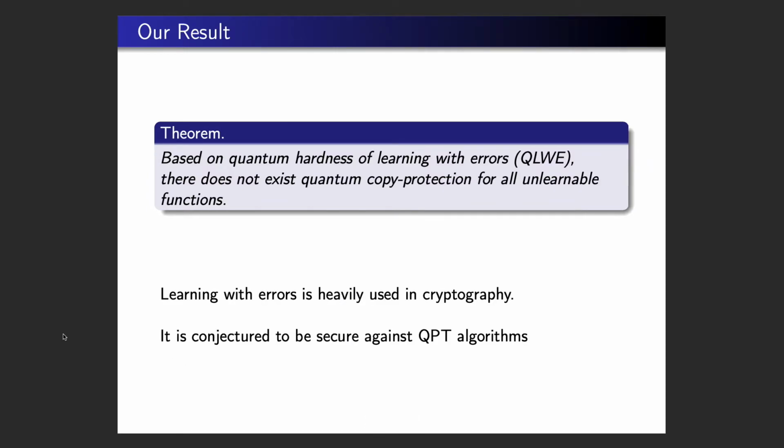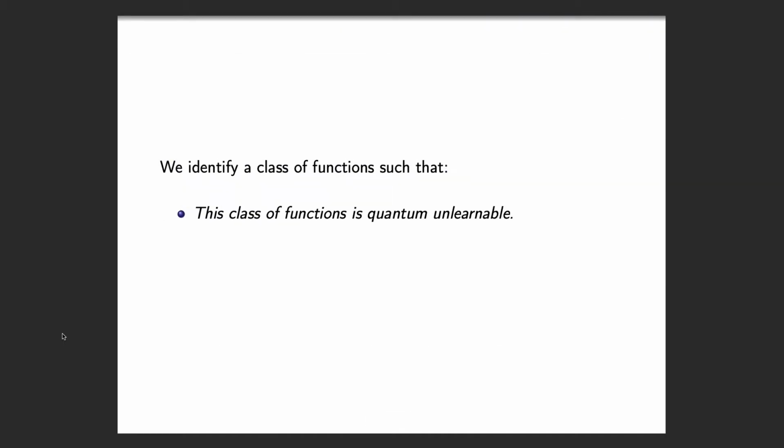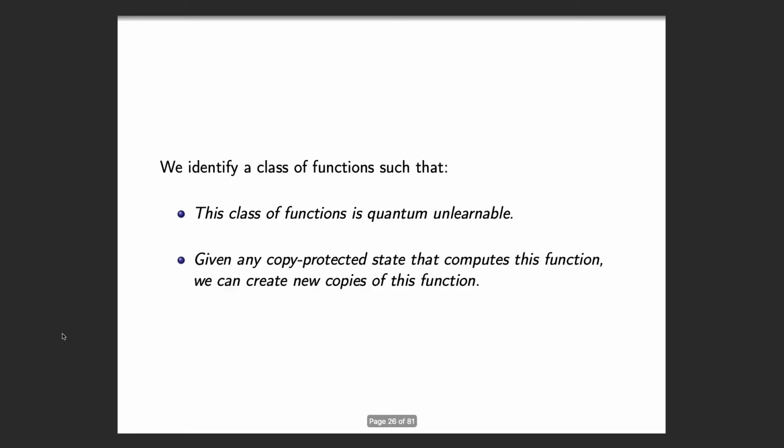Learning with errors is an assumption used to base the security of many cryptographic constructions. And we believe that this assumption is secure even against quantum polynomial time algorithms. So to show the impossibility result, we identify a class of functions that is quantum unlearnable, meaning that any QPT algorithm with oracle access to this function will not be able to come up with a physical description of this function. On the other hand, if the adversary receives a state that computes this function, then we come up with an adversary who will output many states that compute the same function as the one associated with the state it received as input.